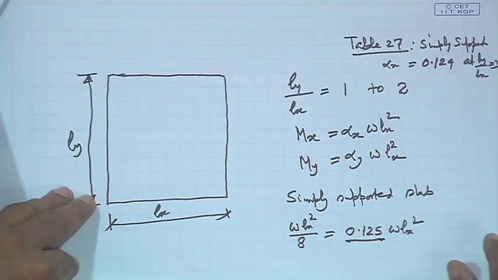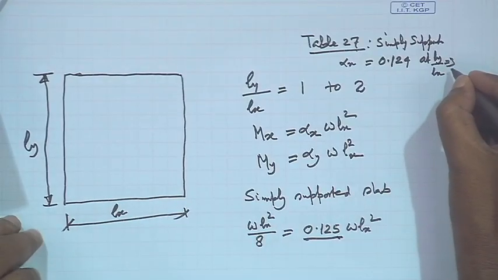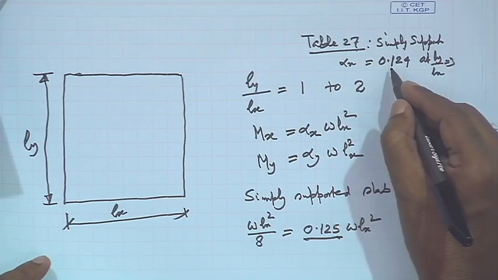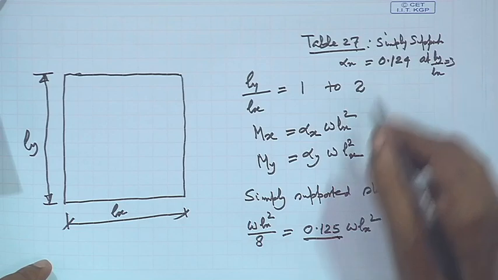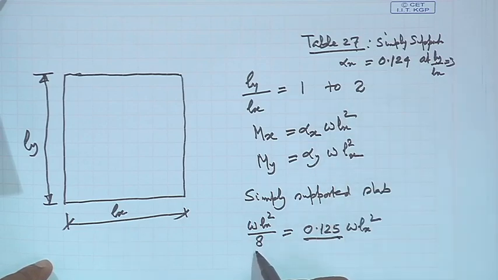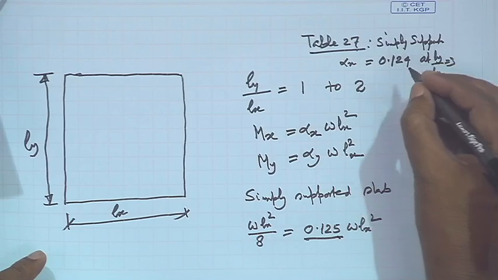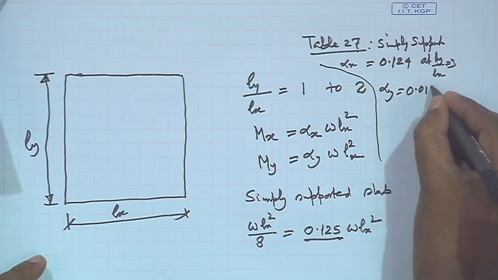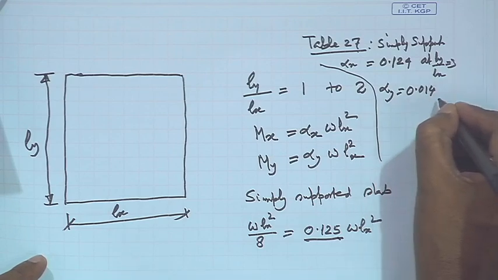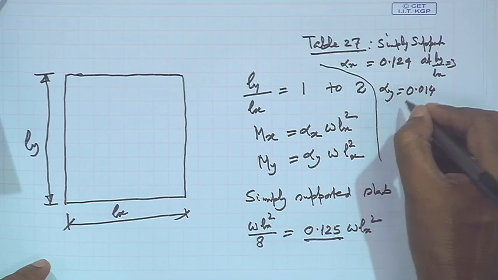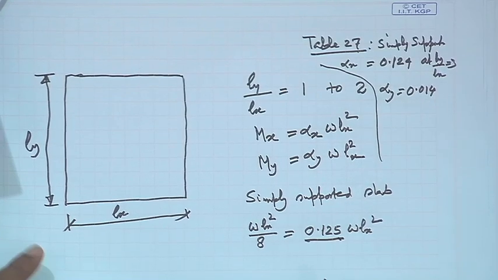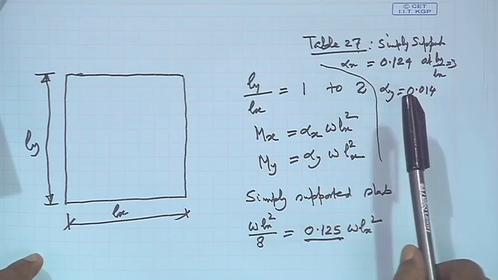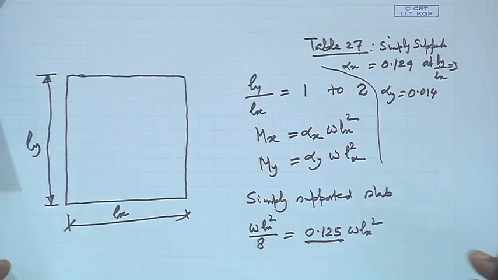This is the value we are getting at Ly by Lx equal to 3, and for that case we get 0.124. If Ly is more, then this value will come to 0.125, which is nothing but W L square x by 8. The other value, alpha y, is 0.014. So this value again will come down, and that particular moment will be very low. Whatever section is provided will be good enough to take care of that moment. The moment of resistance of the section itself will take care of that. That is the basic idea.